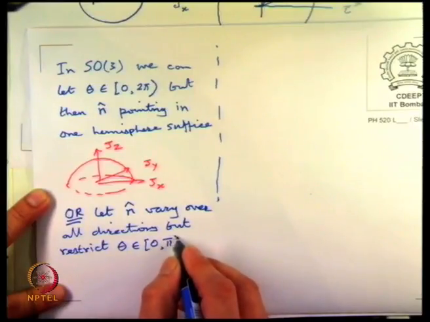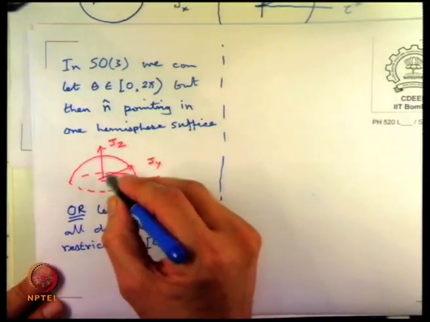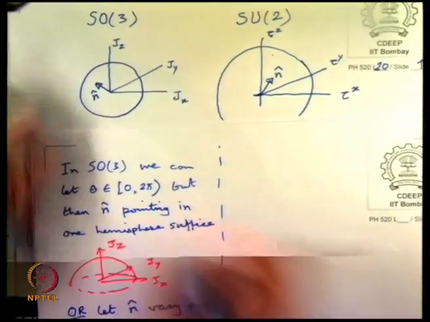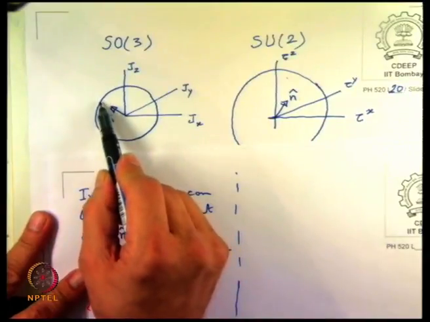And now I will draw a dotted line here. The point is that if I do a pi rotation about this direction, so let us look at this diagram. If I do a pi rotation, I reach this point.